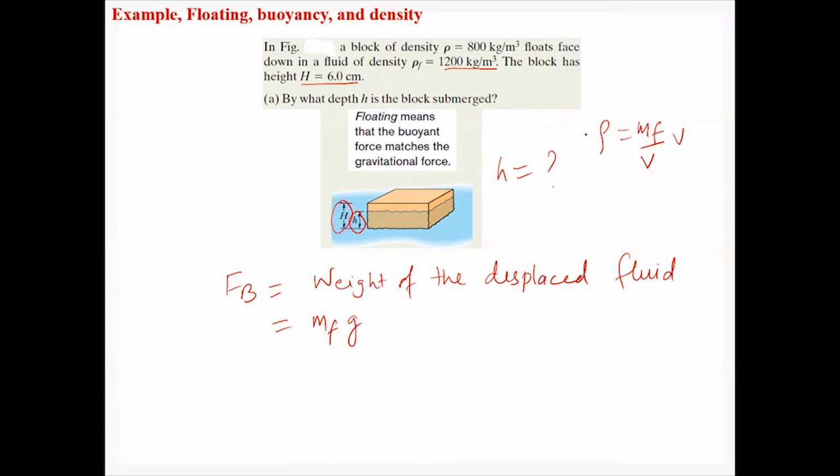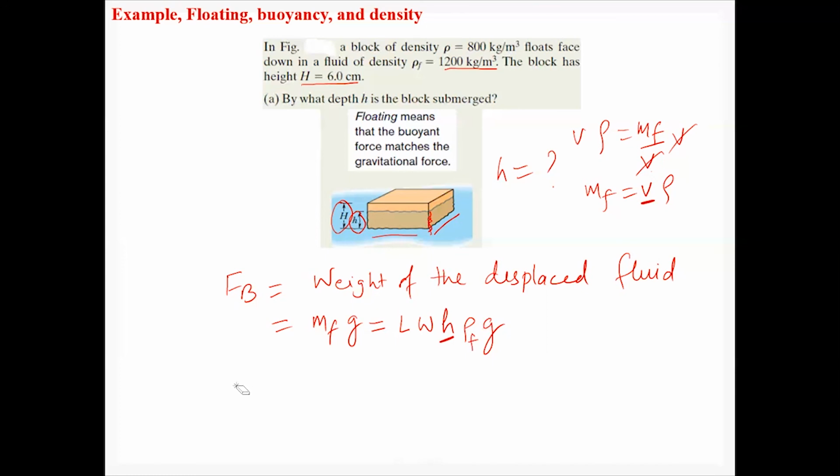If you multiply both sides by V, this V and V cancel out. m_f equals the volume of the displaced fluid times rho. So what is the volume of the displaced fluid? Length times width times little h, right? That's the volume of the displaced fluid. Then rho, then g. So why little h? Because only little h displaces fluid, not the big H. So this is rho f, right?